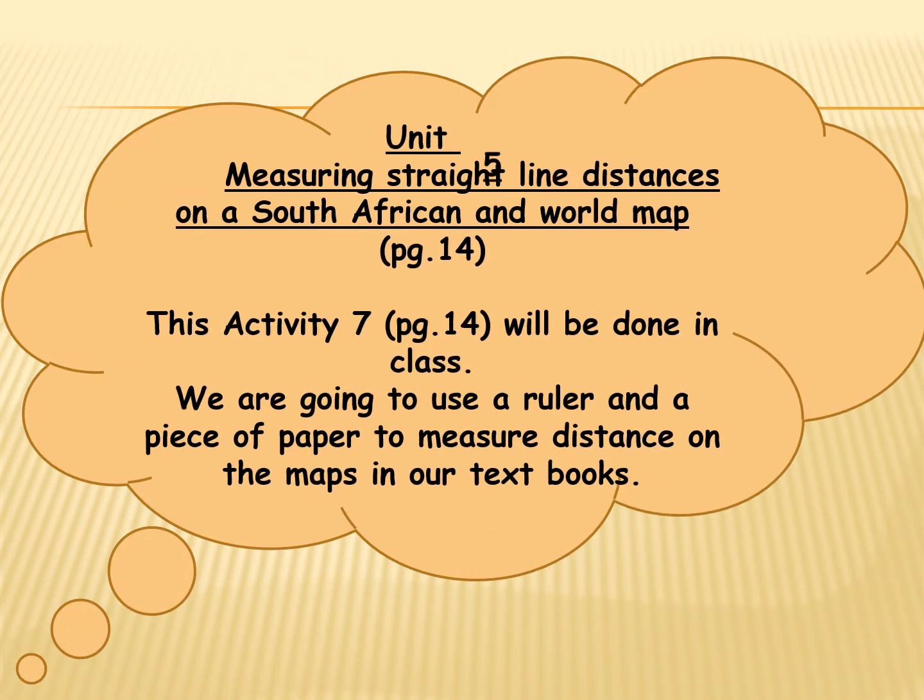Right, now we're going to have Unit 5. Unit 5, there is not much work to be done. It's an activity, and it's measuring straight line distances on a South African and world map on page 14 in our textbooks. This activity, it's on page 14, it's Activity 7, which will be done in class.